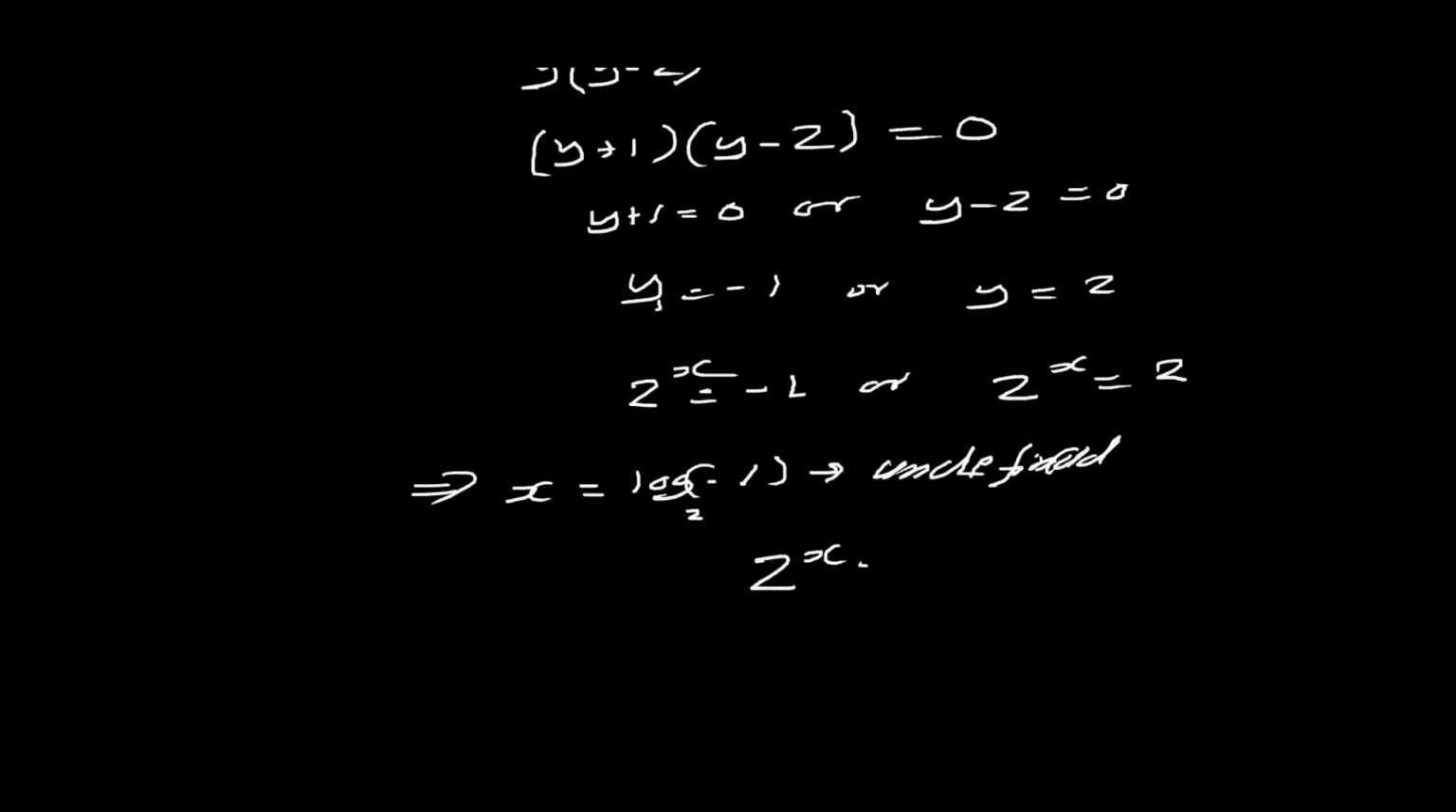Then the second case, 2 raised to power x is equal to 2. That implies x is the logarithm of 2 to base 2. So a logarithm of a number to the same base is 1. So the solution of x is 1. And that is the end of that example.